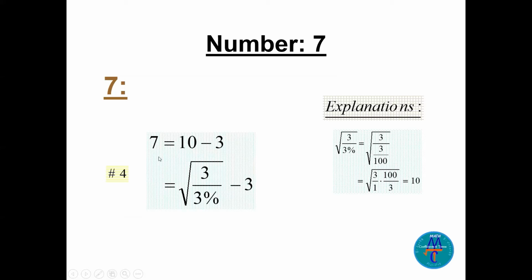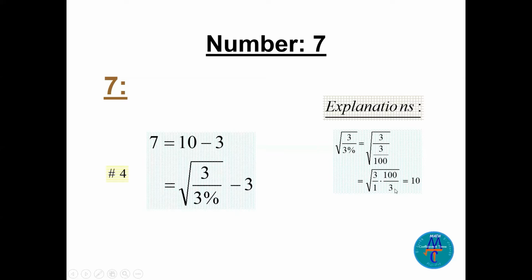Another way we can write 7 is 10 minus 3. Now leave this minus 3, that's one 3 there. I will explain now the square root of 3 divided by 3%. Look here on the right side. 3, I can leave it. 3% means 3 over 100. Now there is a division inside here, 3 over 1 times the reciprocal, 100 divided by 3.